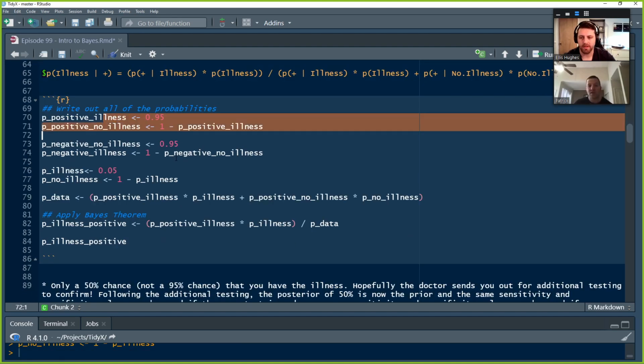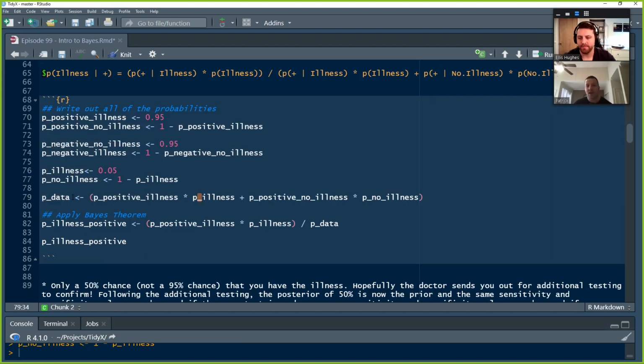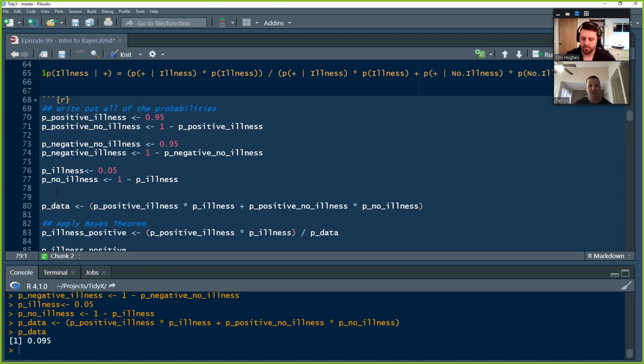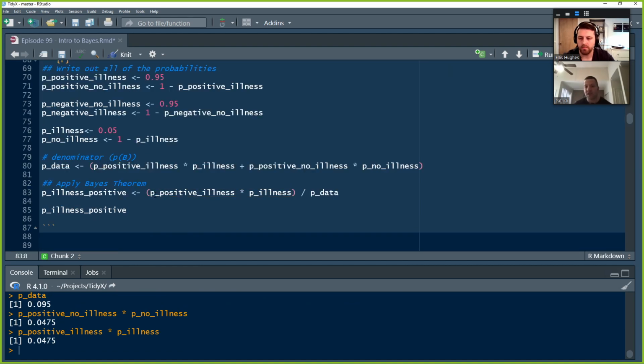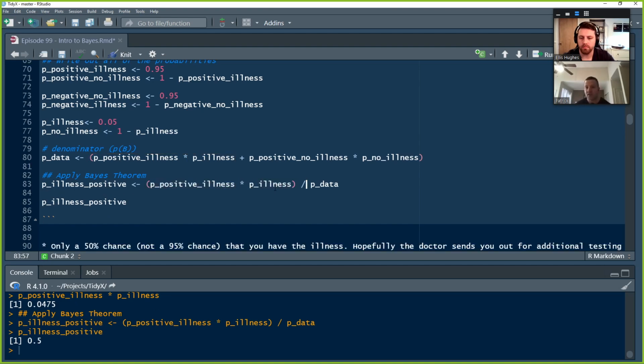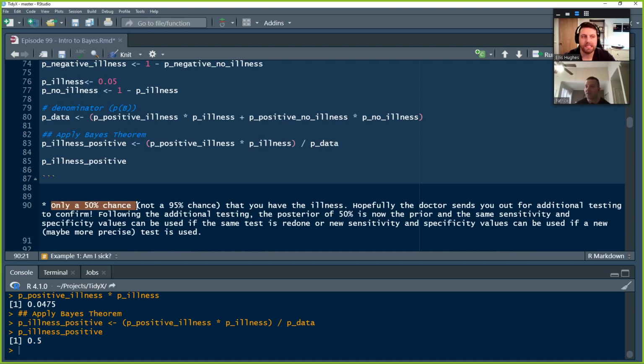So we put it all into a cool little R script here. At line 79, that's the denominator. So we should probably put a little hashtag above that and say that's the denominator, right? That's the normalizing constant. That's P(B), the probability of B in the traditional Bayes' theorem. So we do it all in one step so that it's nice when we apply Bayes' theorem down at the bottom. We now have our likelihood, the probability of a positive test given you have the illness, multiplied by our base rate, the probability of an illness, divided by our probability of the data, our normalizing constant. And we see that there's only a 50% chance that you have the illness, not 95%.